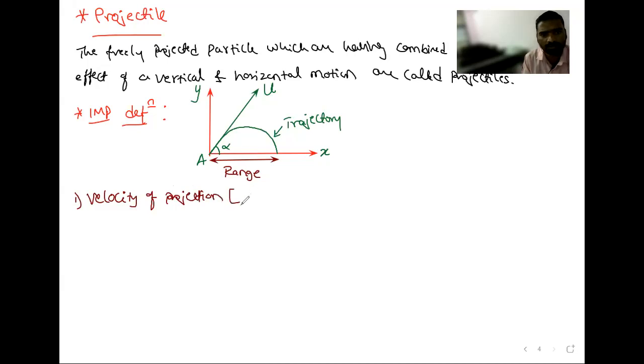The particle is transferring from point A to point B by this projectile motion. Now the word trajectory. From A to B, the path traveled by the particle is called the trajectory.